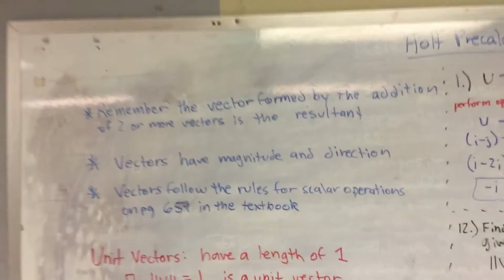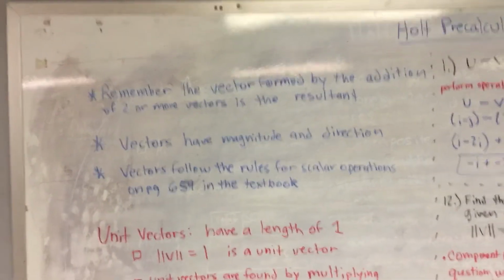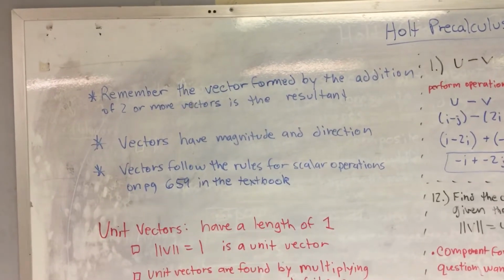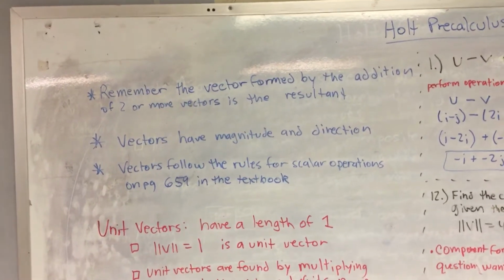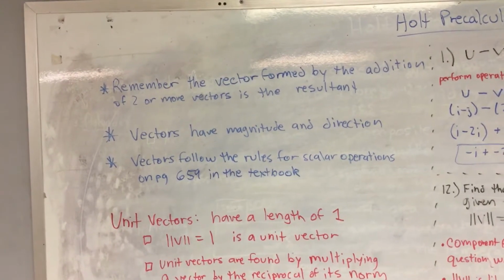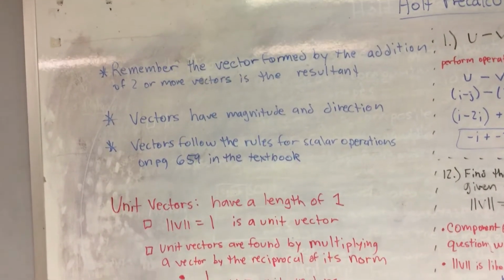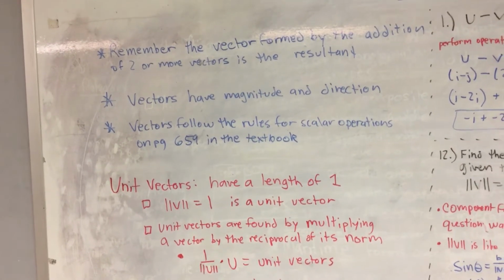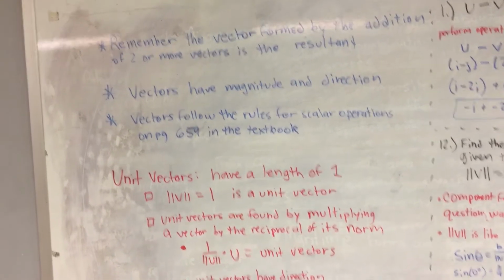You should remember from our last lesson yesterday that a vector formed by the addition of two or more vectors is called the resultant. That vectors have both magnitude and direction, and that vectors follow the rules for scalar operations on page 659 in your textbook, which you should have written in your notes.